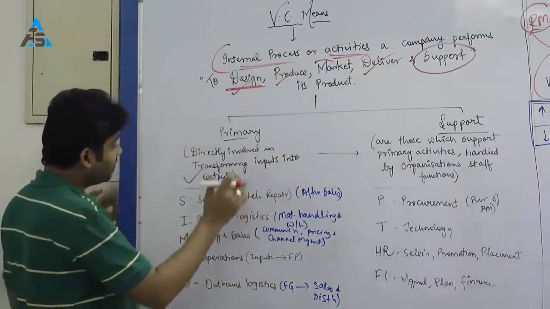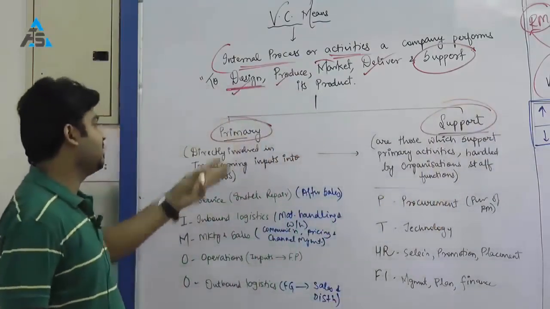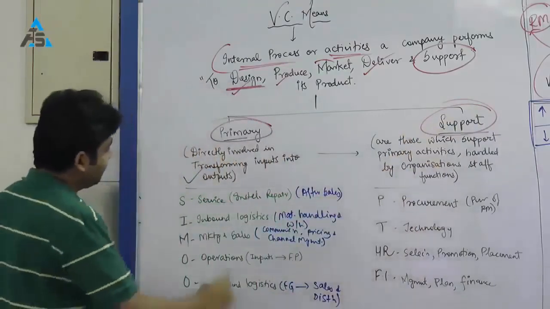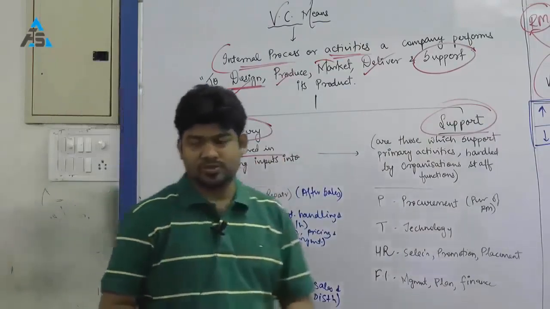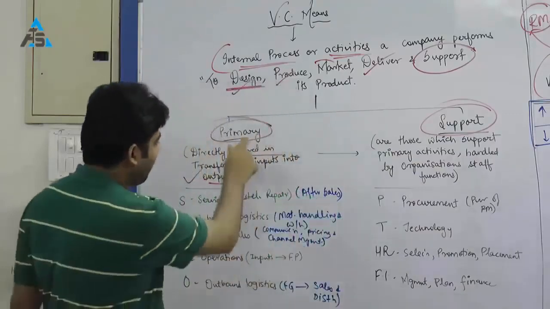Now this value chain consists of two main things. One is called the primary activity and the other is called the support activity. What is your primary activity? Directly involved in transforming inputs to outputs. So jahan pe bhi input se output convert karne ka hai na, that is called my primary activity.